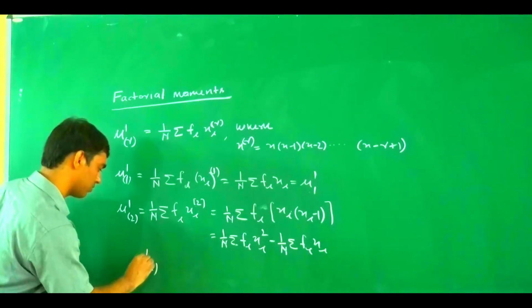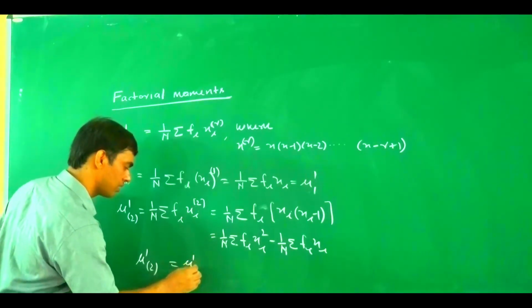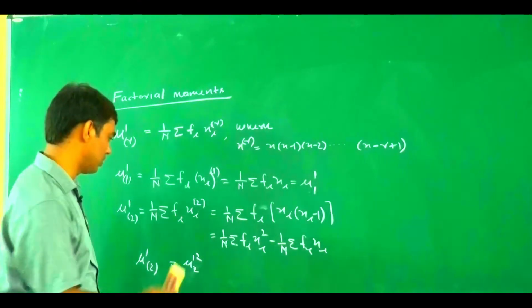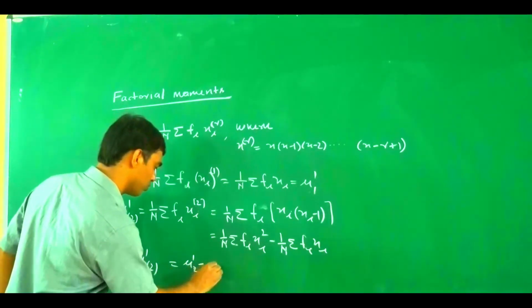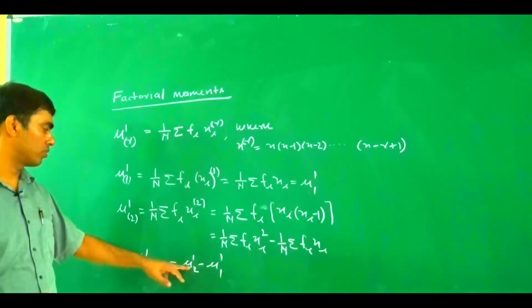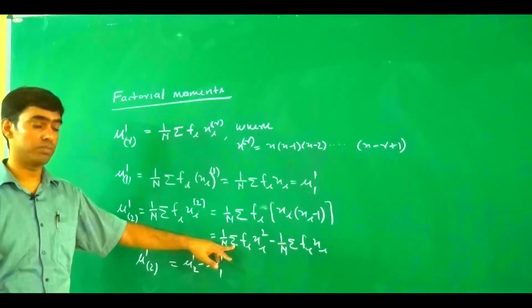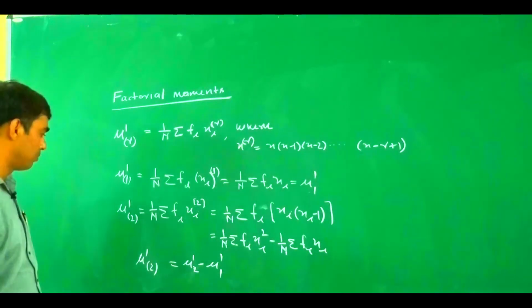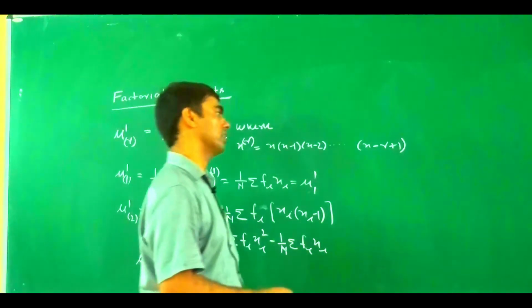So in terms of factorial notation, mu 2 dash factorial equals mu 2 dash minus mu 1 dash. This one is mu 2 about origin, moments about any point where the value of a is 0. Similarly, we find mu 3 and mu 4 in terms of factorial notation.